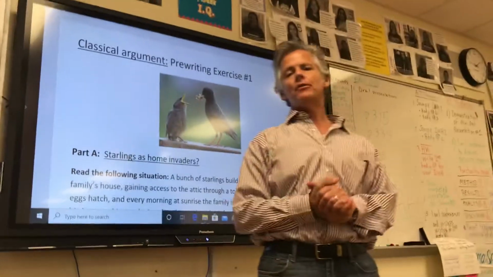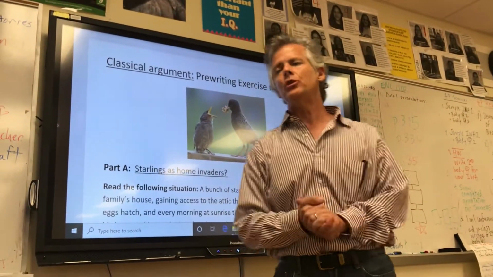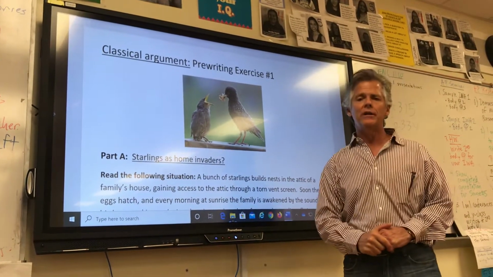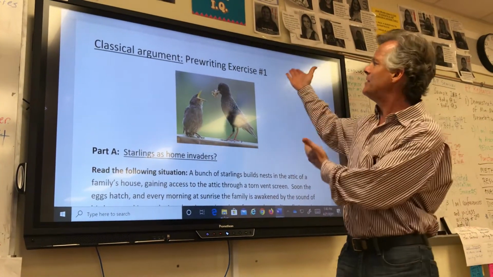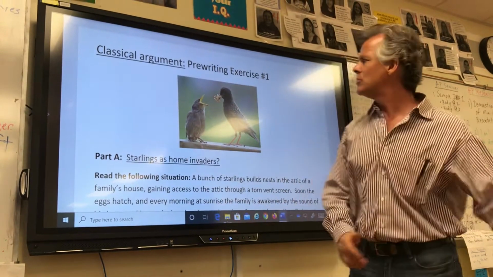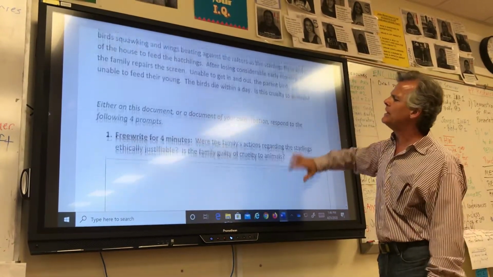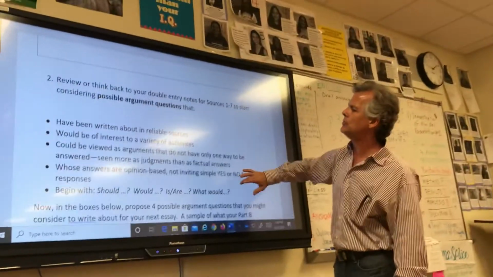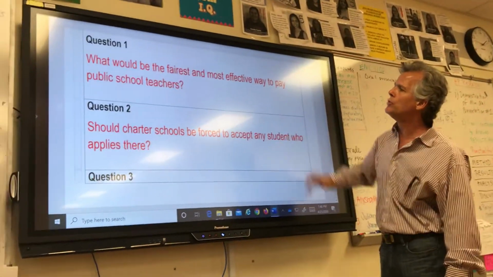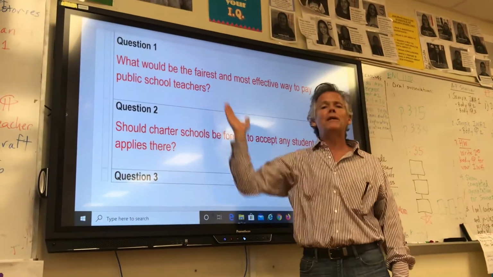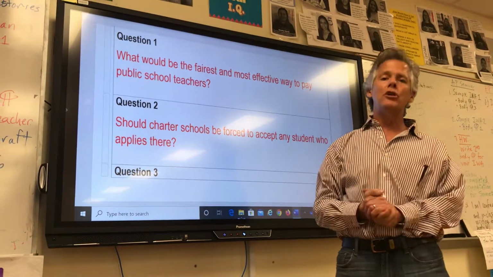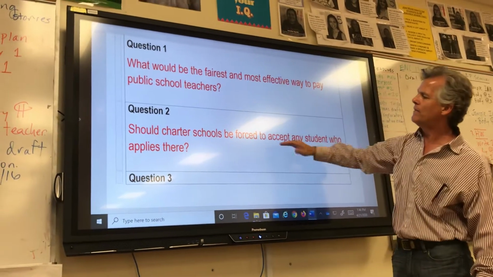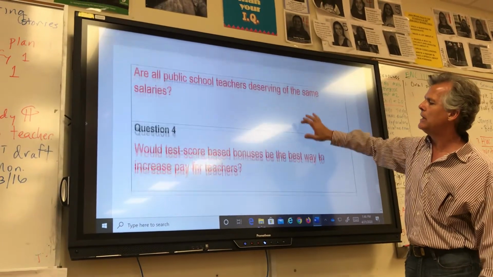Hello ENC 1102 students. The last time I spoke to you was to explain how to do your pre-writing exercise number 1, and I want to explain to you now how this exercise leads to your next 2 assignments. After you've completed this, it ended with part B, and part B was you proposing to me 4 possible questions that might be good argument questions for your next essay. So I've got 1 here, 2, 3, and 4.